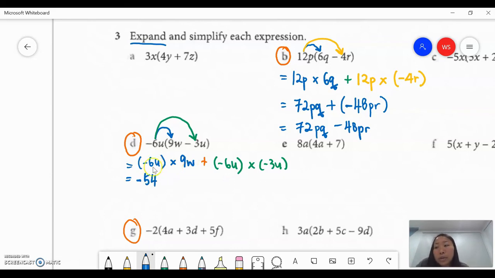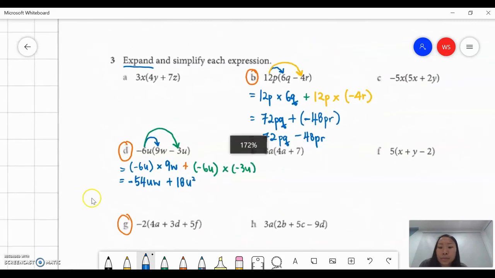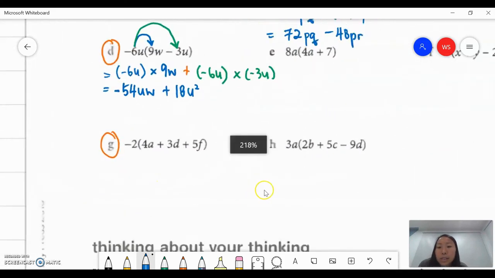Then your letters, you have u and w. So u comes first before w. Plus sign, and now we have negative 6 times negative 3. Negative times negative will give you a positive, so therefore 18. And then we have u times u, so that will make u squared. So this will be your answer for part d.